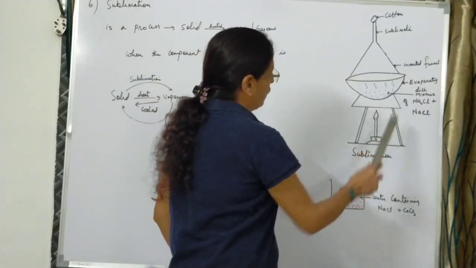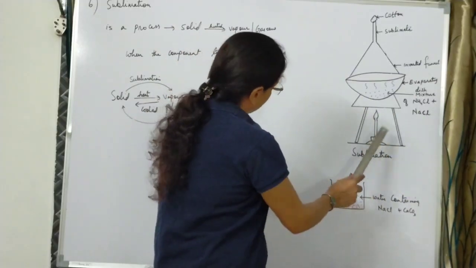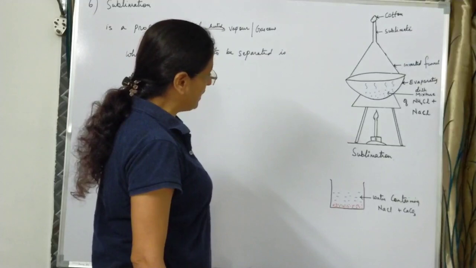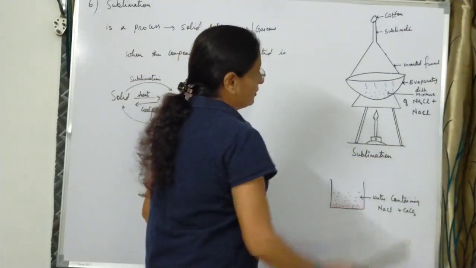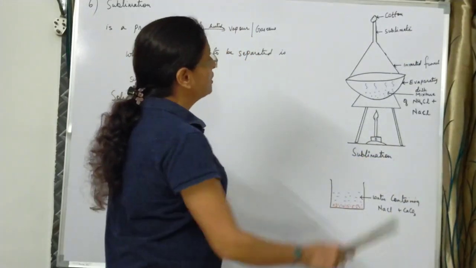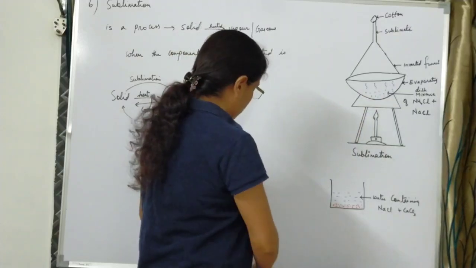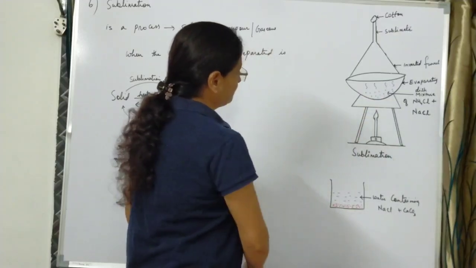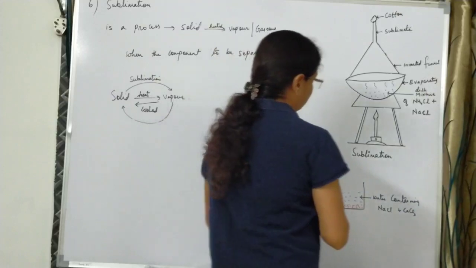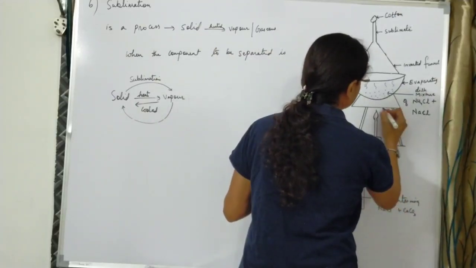And this is our wire gauze. This is the regular Bunsen burner that we use in the laboratory. This is the stand that we are using for this, or we can call it a tripod stand. Alright, so we can show it here. There is one more.